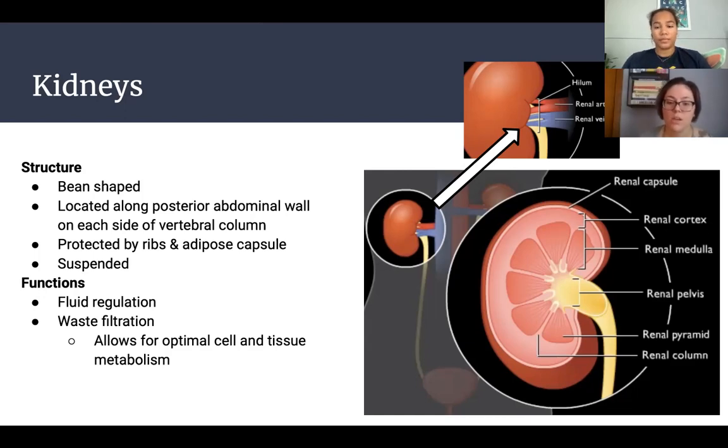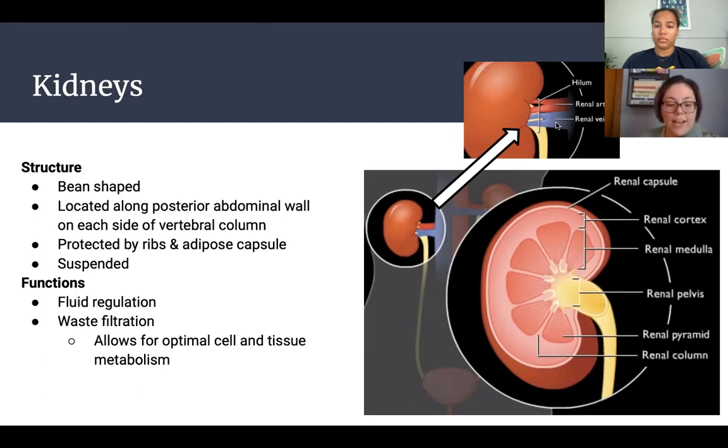And you can see in that zoom in where the hilum is, the vessels and nerves and ureter connect to that surface of the hilum. And then as far as filtration of the blood goes, the blood that needs to be filtered is transported to the kidney by the renal artery. And then the filtered blood leaves the kidney through the renal vein.